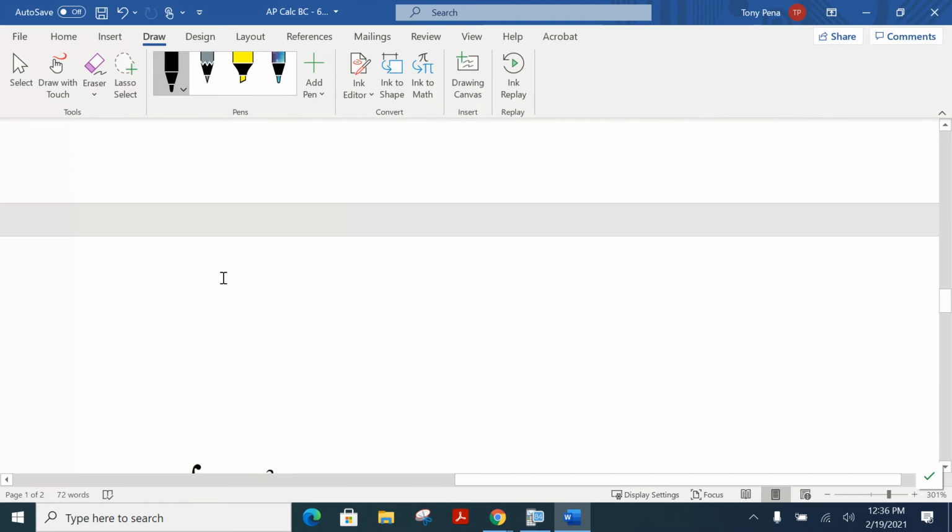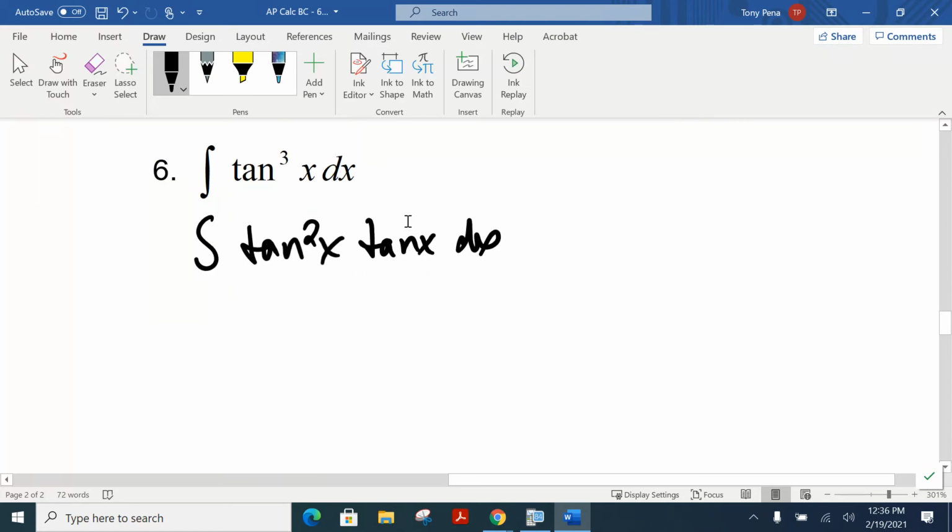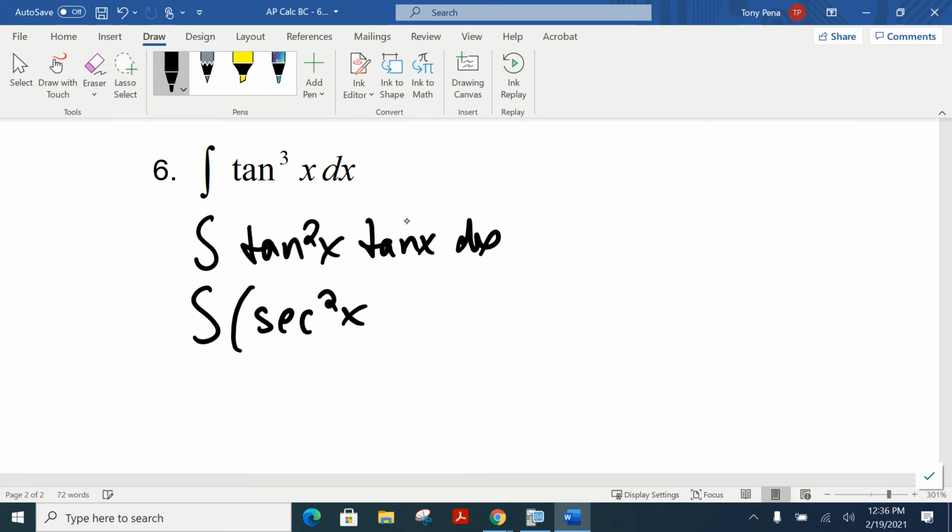When you do number 6, hopefully we did this. That's pretty much a standard rule that you're always going to want to do. The cube doesn't do us any good, but the squared at least gets us started with something. You only had one identity. It's the same one that you would have used in the previous problem: secant squared of x minus 1, and then our tangent of x.